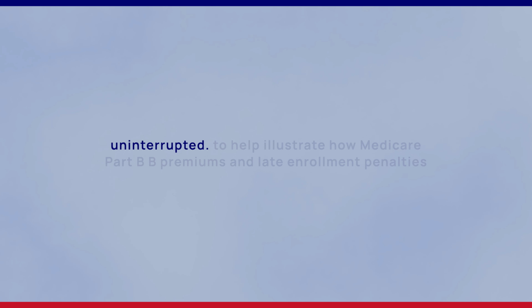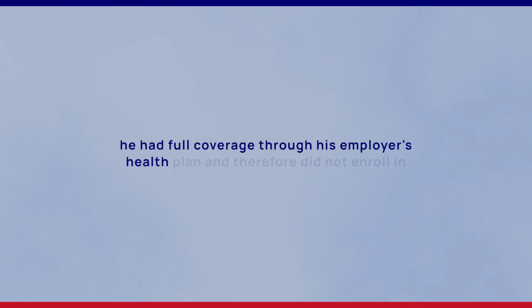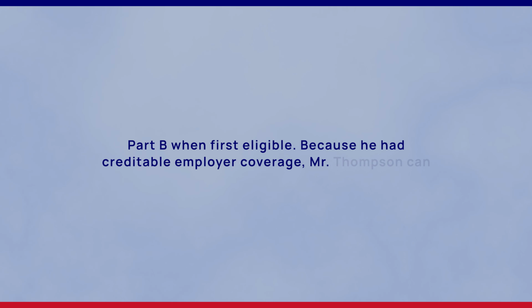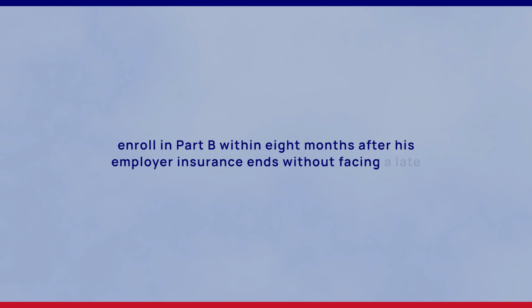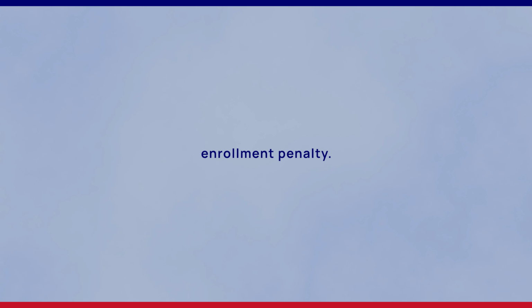Example 1. Mr. Thompson retired at age 70. While working, he had full coverage through his employer's health plan, and therefore did not enroll in Part B when first eligible. Because he had creditable employer coverage, Mr. Thompson can enroll in Part B within 8 months after his employer insurance ends without facing a late enrollment penalty.